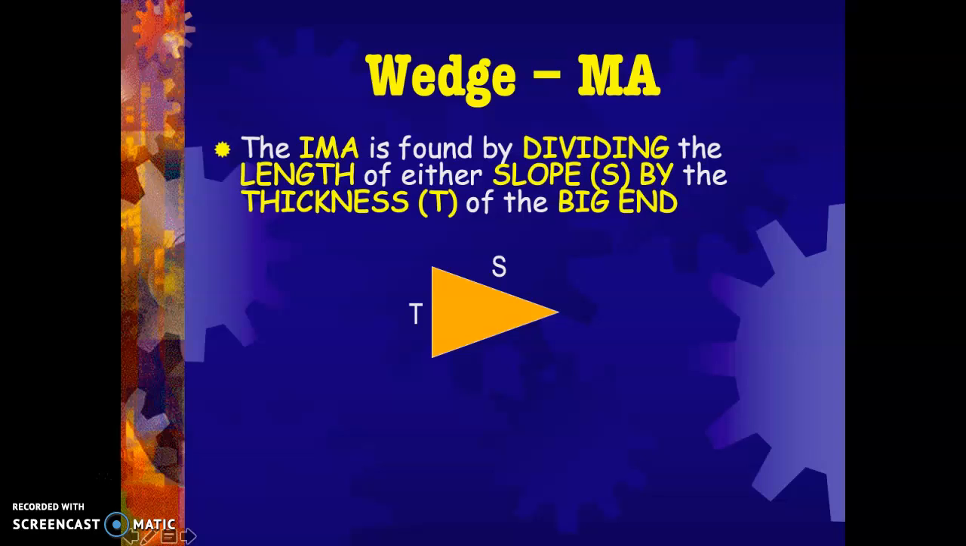Okay, if you remember when we did an inclined plane, it was the same thing, except you only had half a wedge. You had a single inclined plane, but it was still length divided by height. So S divided by T.